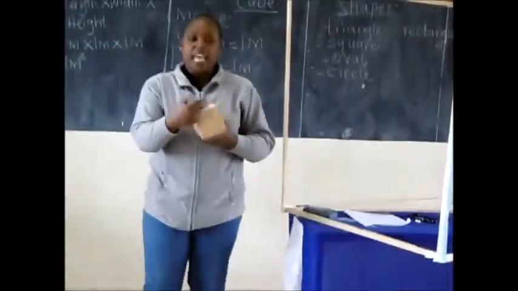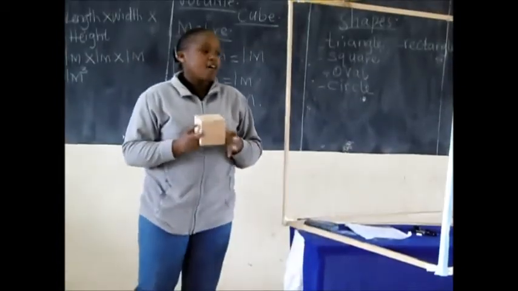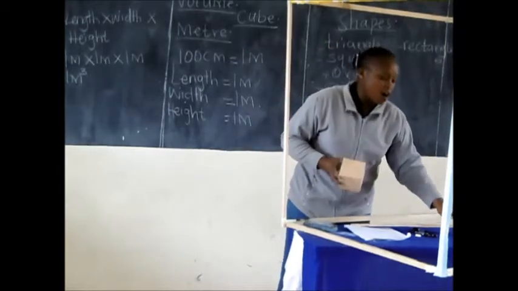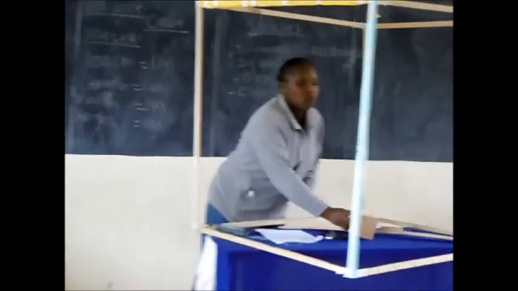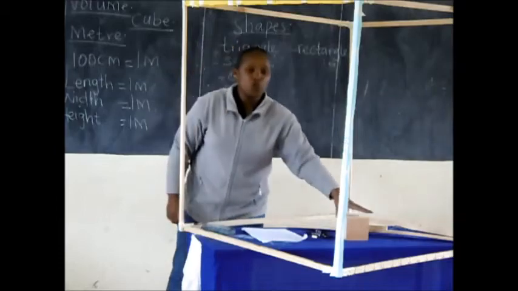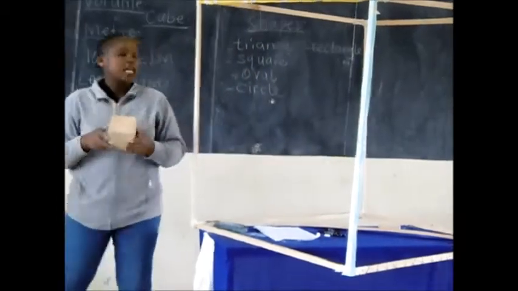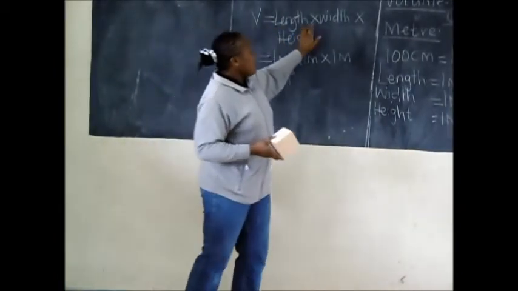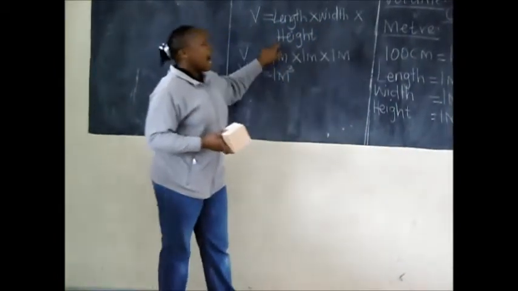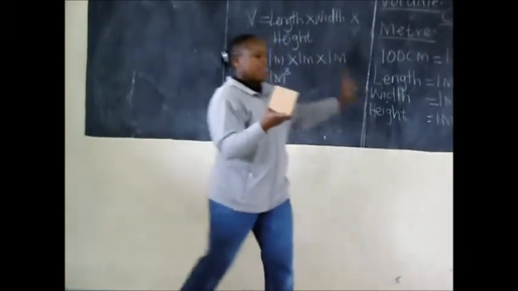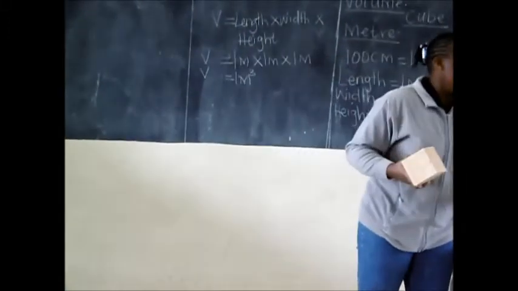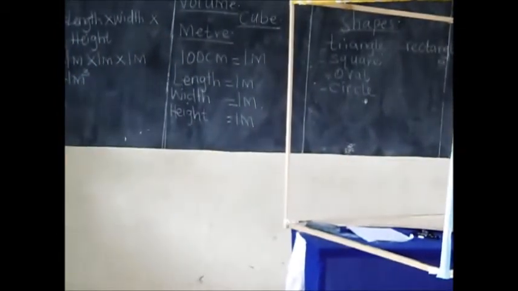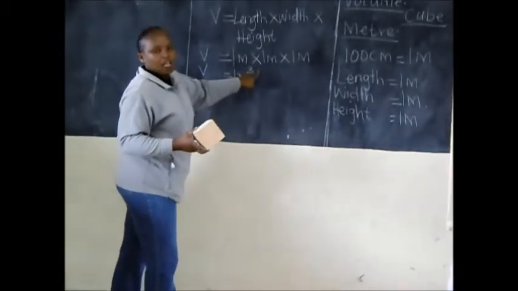Rulers, measure and calculate the volume. So class, today we have learned how to calculate the volume of a cube, which is volume is equal to the length times the width times the height. And in our case, this is 1 meter by 1 meter by 1 meter. We get volume is equal to 1 meter cubed.